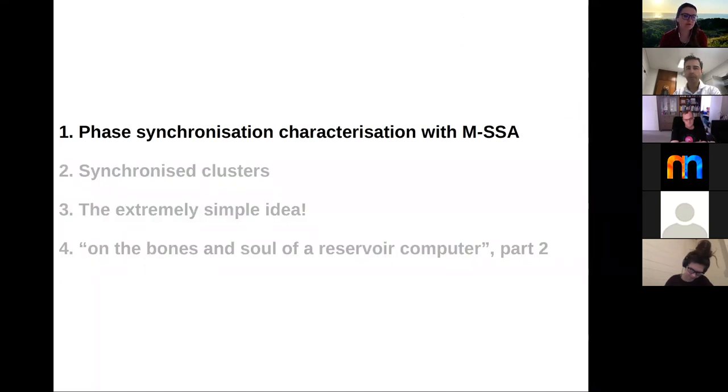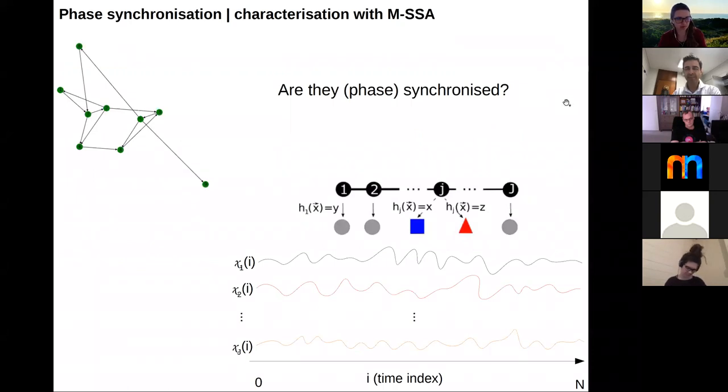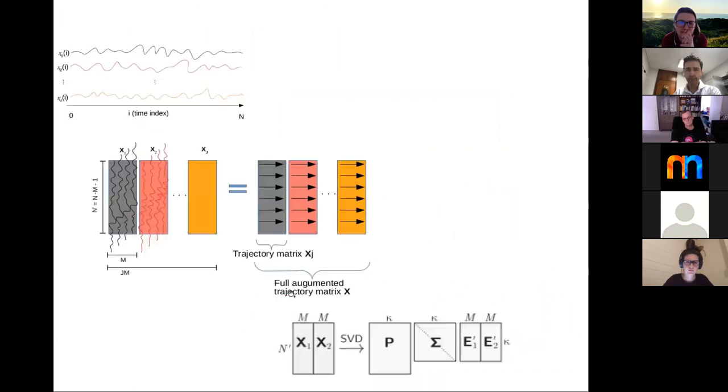So first, phase synchronization with MSSA. Suppose that you have a system, could be in a network like this, or in a chain, given topology, where each node is a dynamical system. And from each node, you have a measurement function. You can extract a time series from the behavior of those nodes. And the question is to see if they are phase synchronized or not by only analyzing the time series that you have. Okay.